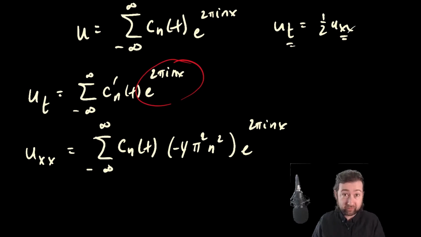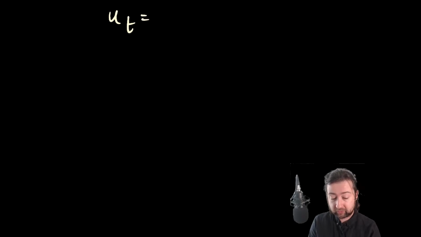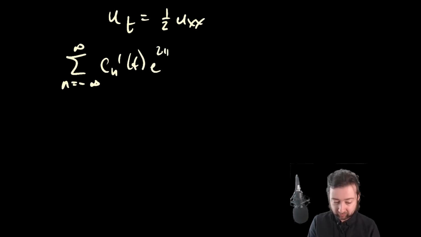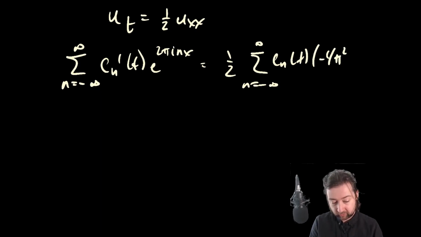We can just plug that into the differential equation. So now we're going to take these two things and put them into this. Now that we have expressions for u_t and u_xx, we can plug them into the differential equation u_t equals 1/2 u_xx. And what we'll end up with is the sum from n equals minus infinity to infinity of Cn prime of t e to the 2 pi i n x is equal to 1/2 of the sum from n equals minus infinity to infinity of Cn of t times minus 4 pi squared n squared e to the 2 pi i n x.